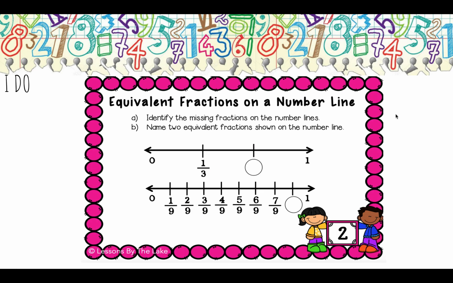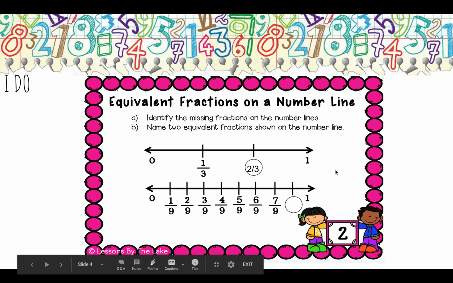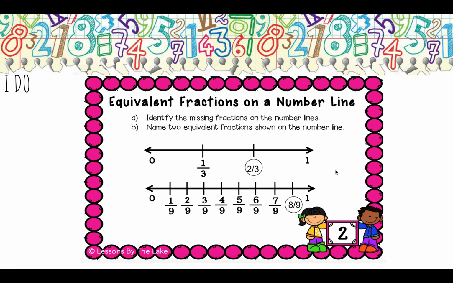Okay, same instructions with this next slide. Fill in the missing fractions first. Then I need to circle the fractions that are equivalent. So I see here on the top, my missing fraction is 2/3. Down below, it looks like my fractions are split into ninths. So my missing fraction below is 8/9.